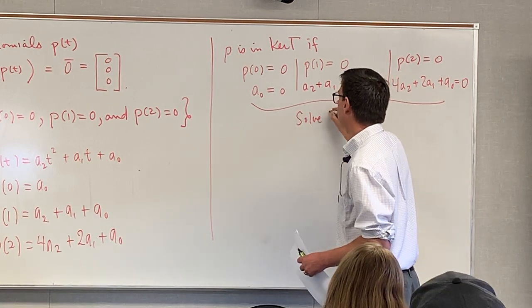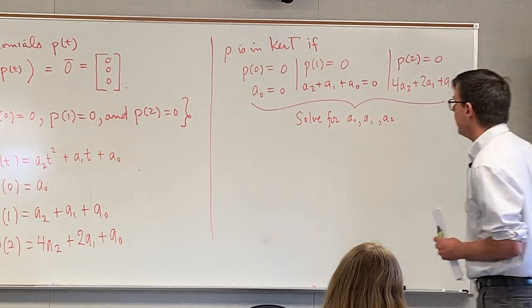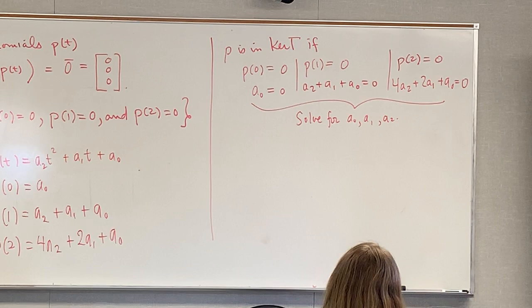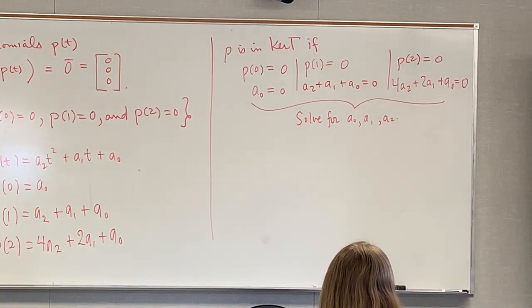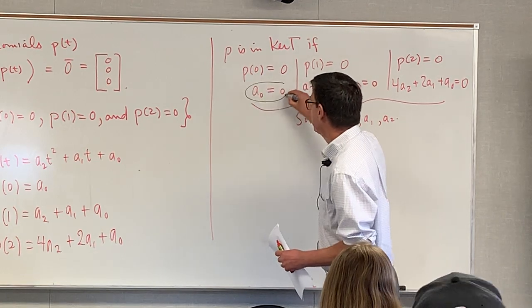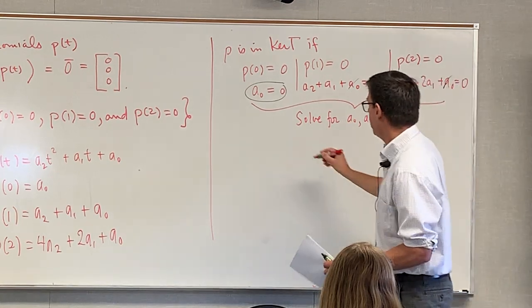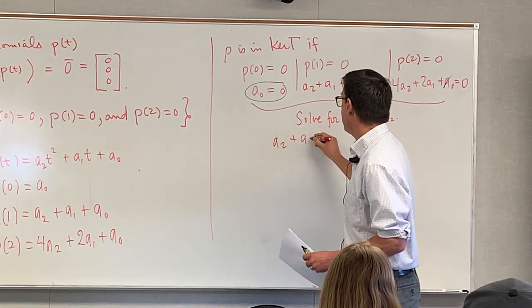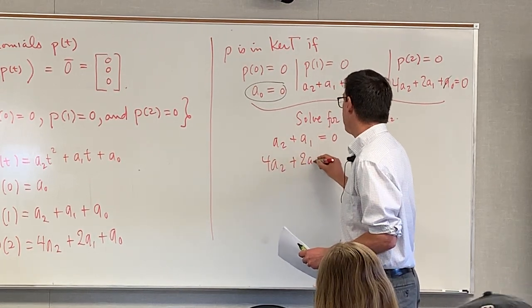Solve for A0, A1, and A2. What are all possibilities here? Of course, A0 is already 0. Yeah, they could all be 0, right? The kernel could just be the 0 vector, right? So we know A0 has to be 0. So that's going to be gone from those equations, right? A2 plus A1 is 0. 4A2 plus 2A1 is 0.